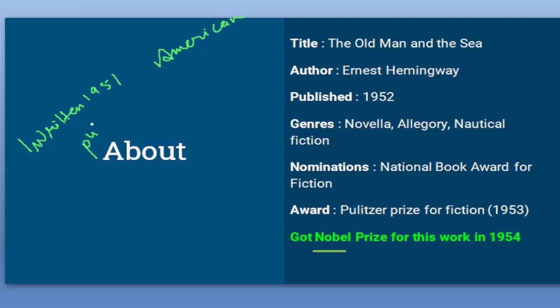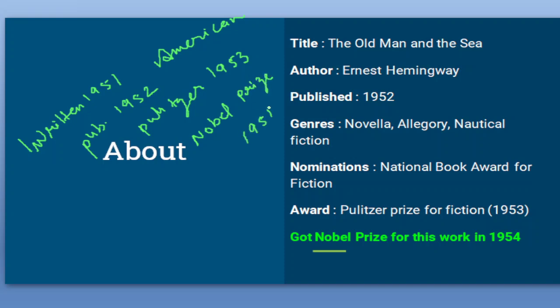1951. It got published in 1952, and it got the Pulitzer Prize in 1953 and the Nobel Prize. This is very important: Nobel Prize in 1954. So what we need to do is remember the sequence of these years, which is 1951, 52, 53, and 54. All right. Now we will talk about the genres it belongs to.